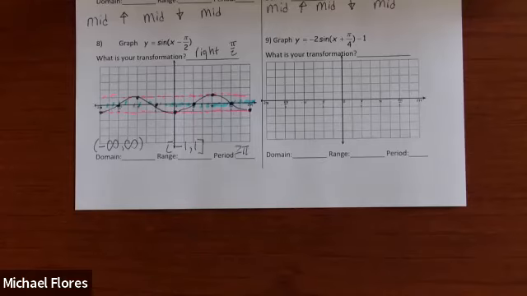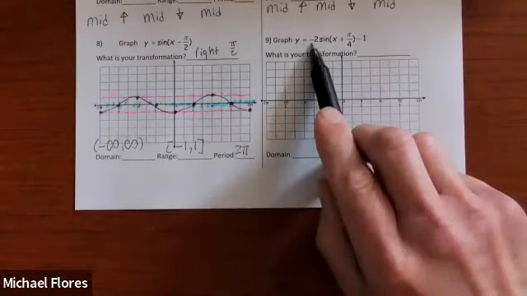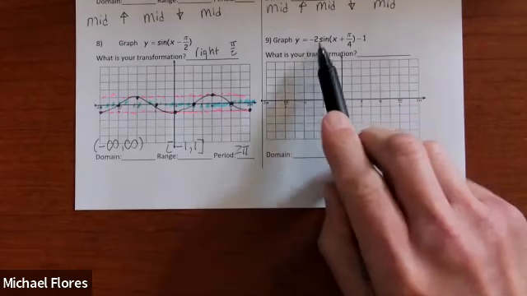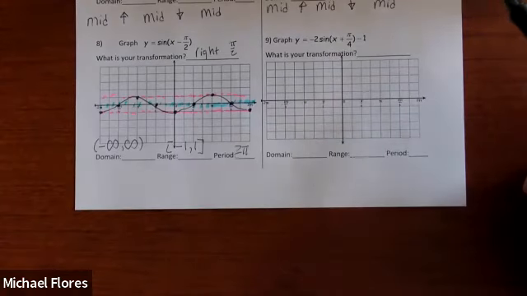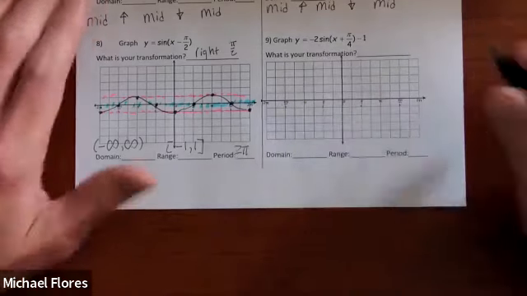Example 9, we have a reflection, amplitude of 2. We are going left pi over 4. We are going down 1. We have quite a bit of transformations here. Let's worry about this reflection for right now.